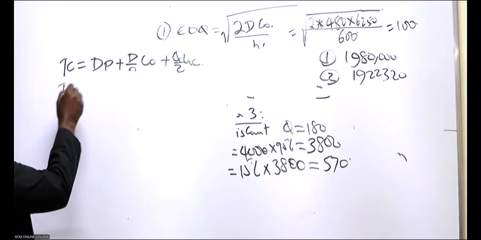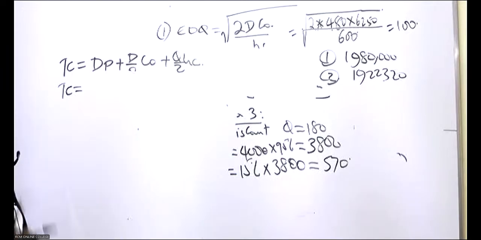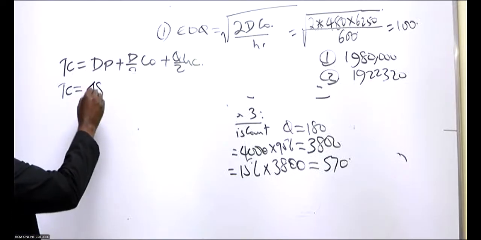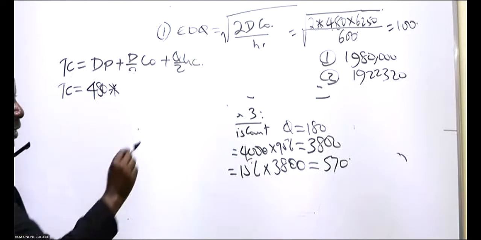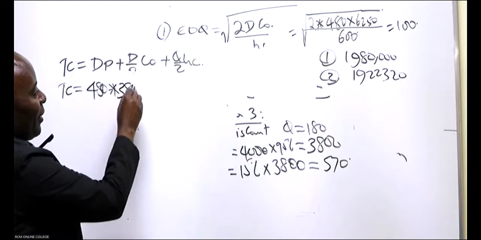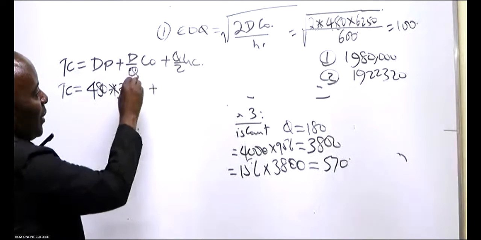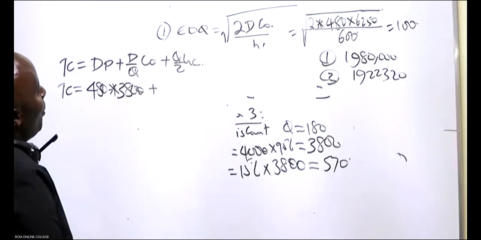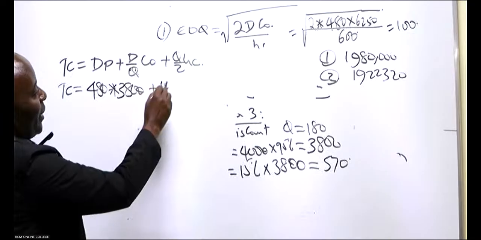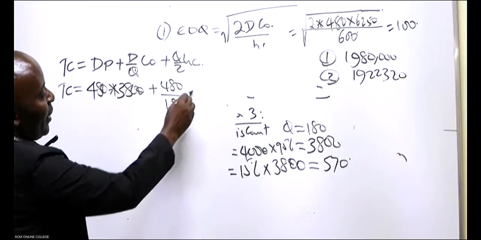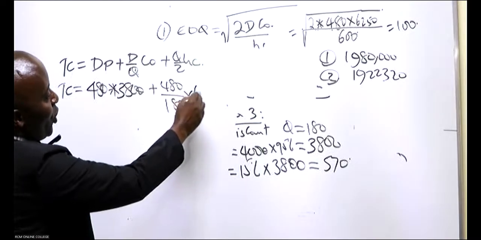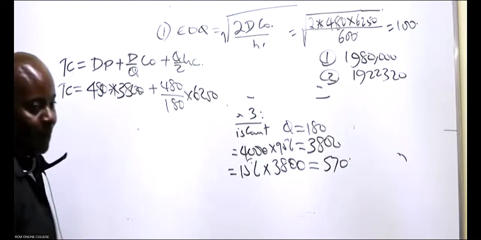So total cost here will be equal to the annual demand, the number of mattresses being bought in a year, 480, times the price, which is 3,800, plus annual demand, the 480, divided by Q, this time rounding up, 180, times cost per order, which never changes: 62.50.